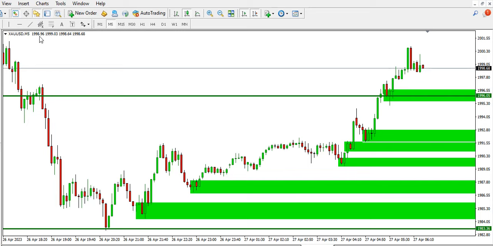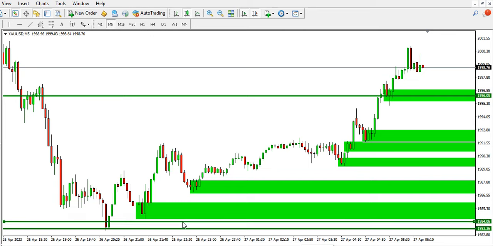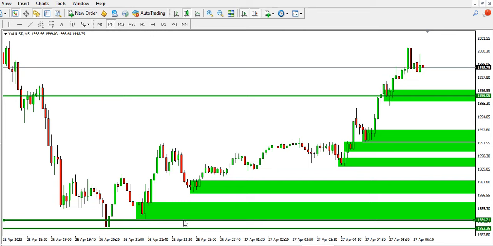So if price drops below the bearish and the bullish candle, you can place your stop loss just a little bit below the low of the bullish candle. That way buyers place their stop losses around there.